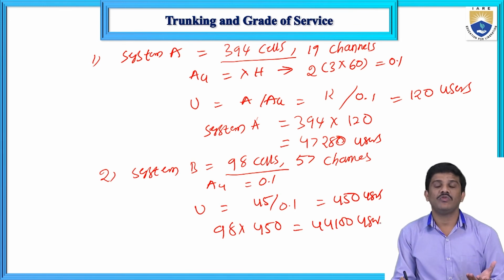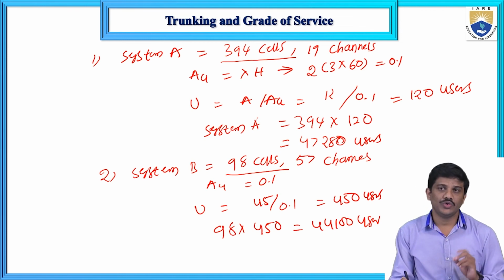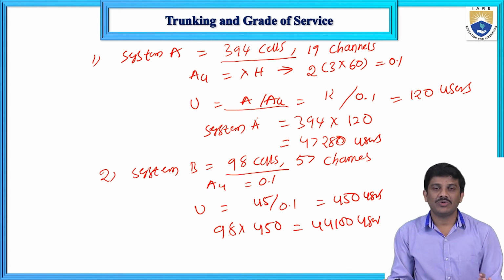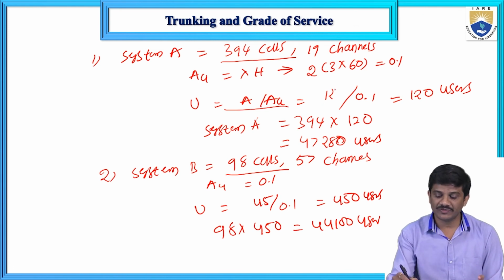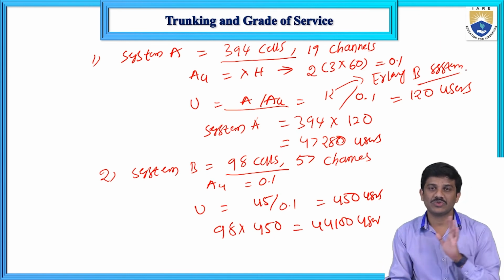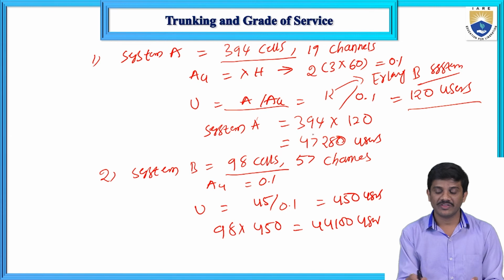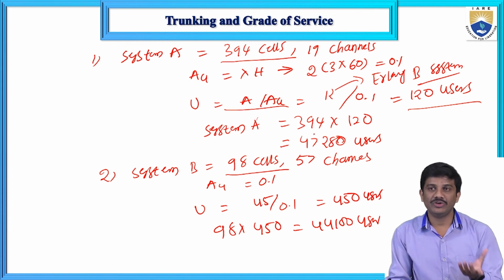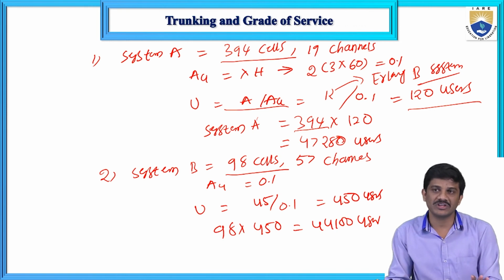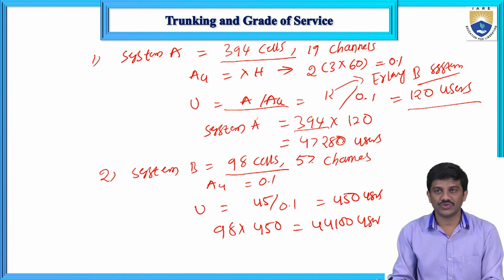Then how can we find each user's traffic intensity? AU equal to lambda H. U equal to A by AU, the formula we also used in the previous problem. Then we substitute. This is for the Erlang B system. We find the A value from the Erlang B system, then substitute the values. Then we get 120 users. System A equals 394 into 120 users, because we multiply the total number of cells with the number of users. Then we get 47,280 users.